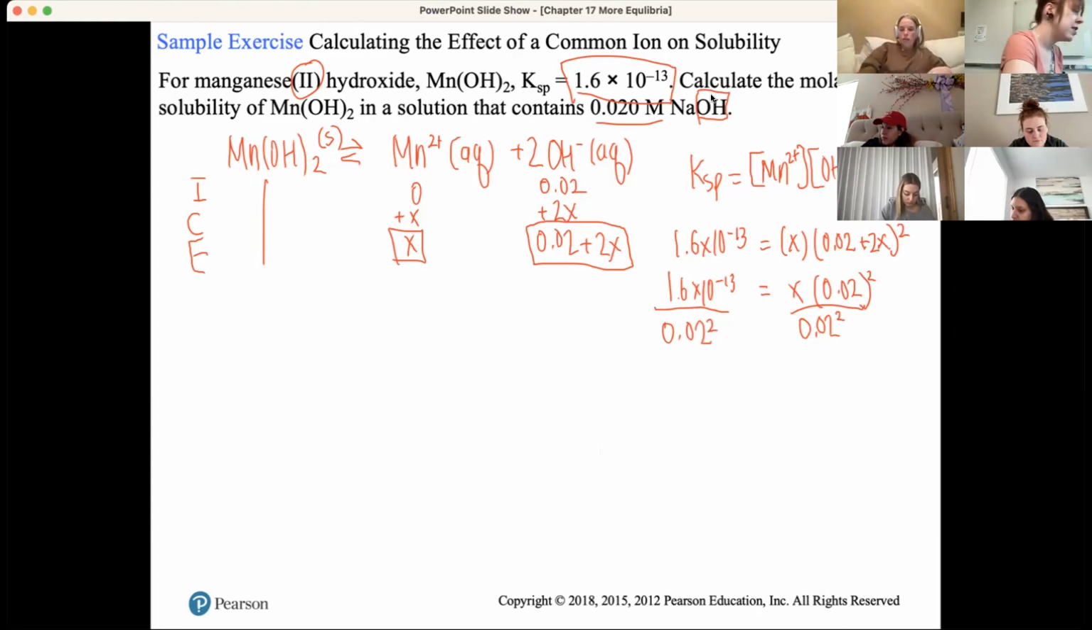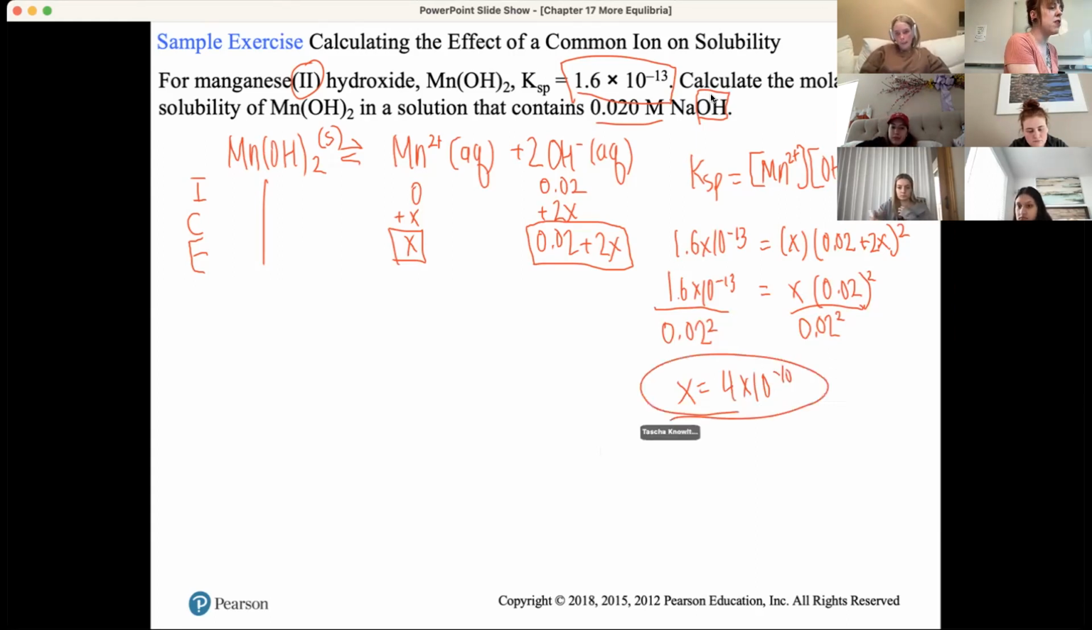Taylor did. Okay, good. So X, which is our solubility for the manganese hydroxide, is 4 times 10 to the negative 10. I'm going to assume that's a lot smaller than it would be on its own because that's pretty close to this KSP value, which would have to be.